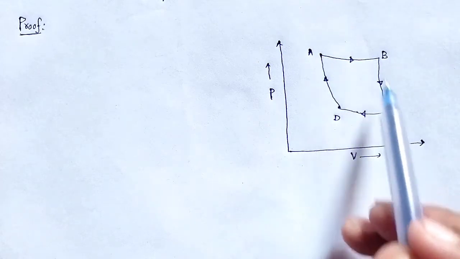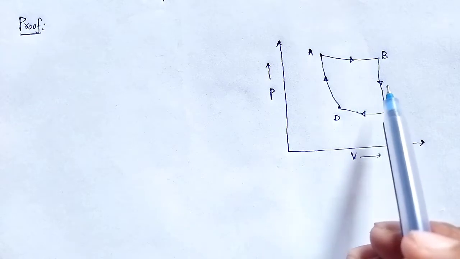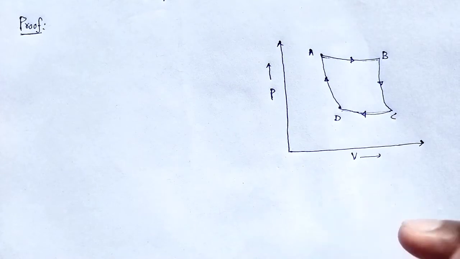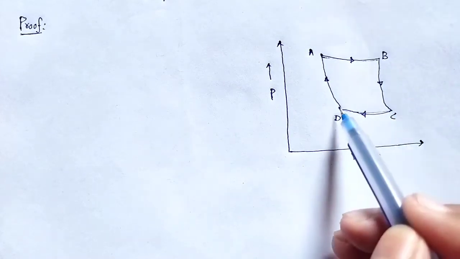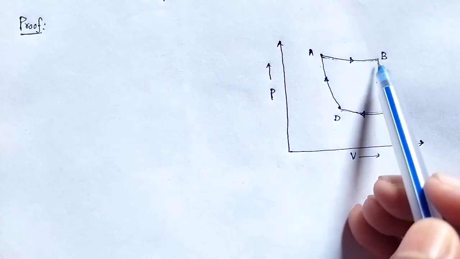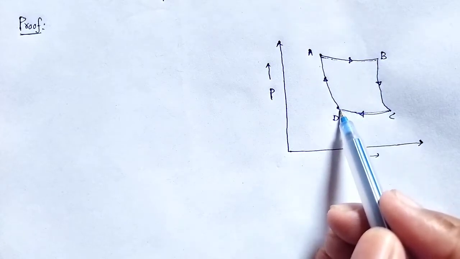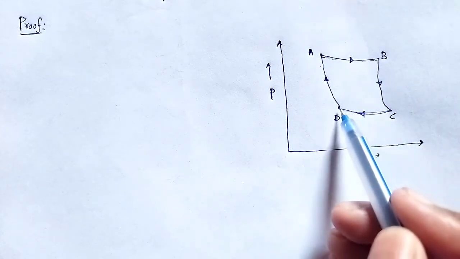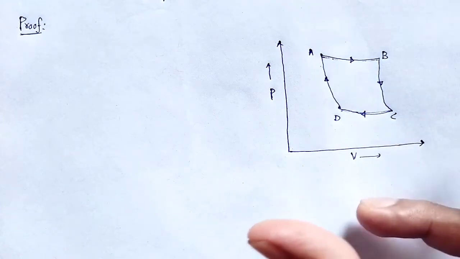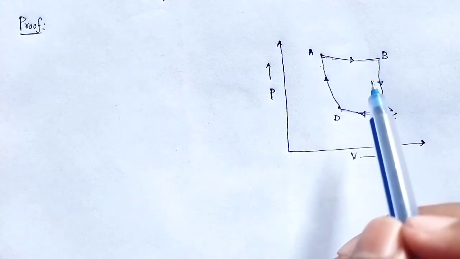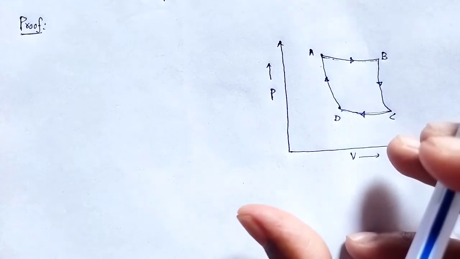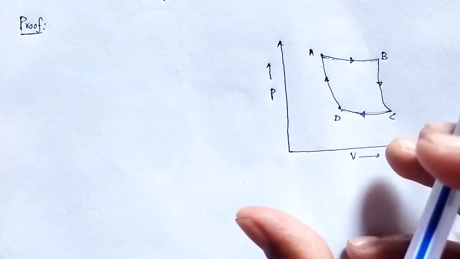Here we consider A, B, C, D as the Carnot cycle, having two isothermals, AB and CD, and two adiabatics, BC and DA. Here is isothermal expansion, here is isothermal compression, here is adiabatic expansion, here is adiabatic compression. We have to calculate what the change in entropy should be during the entire Carnot cycle.